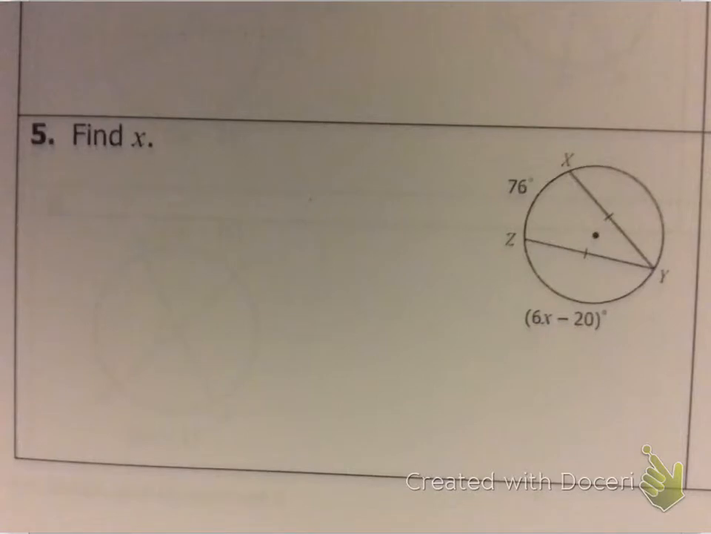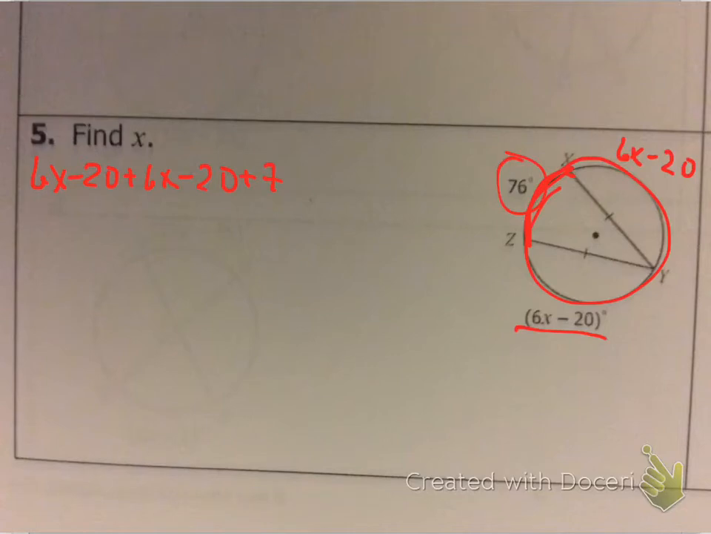So look, here they didn't put the 76 over here. They've got it here in the middle, between the two chords. But we know that this is 6x minus 21, and guess what? So is this, because they're equal. And then if I go all the way around a circle, what does it add up to? It adds up to 360. You are correct. So I've basically got 6x minus 20 plus 76, plus 6x minus 20. I'm going to write this completely out this way. So again, this arc plus this is equal to how many degrees of a circle?